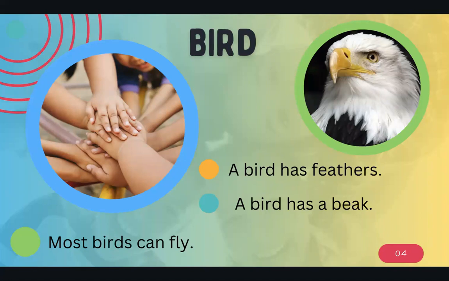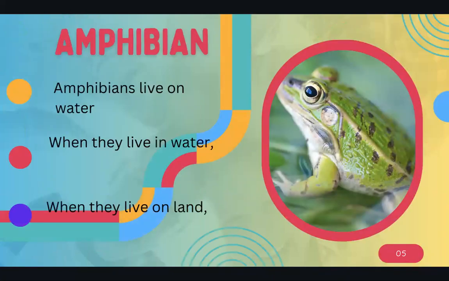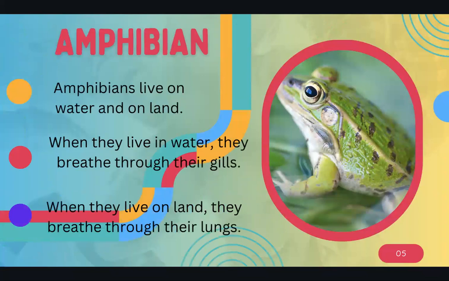So they can, but they can run very well. They can run very fast. Okay, bird. And now the third group are the amphibians. Amphibians live on water and on land. When they live in water, they breathe through their gills. When they live on land, they breathe through their lungs.